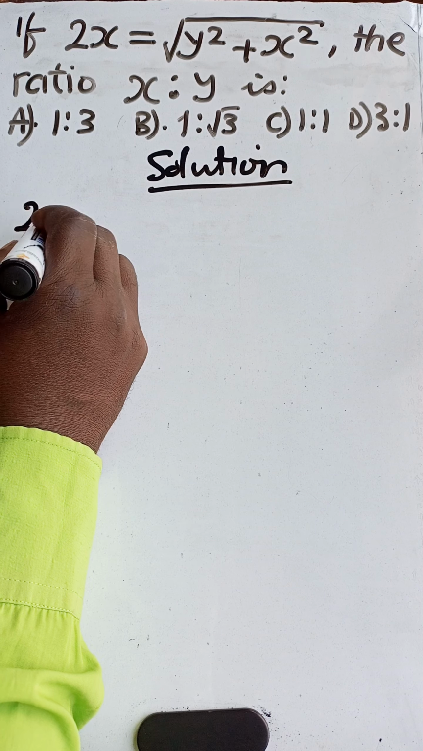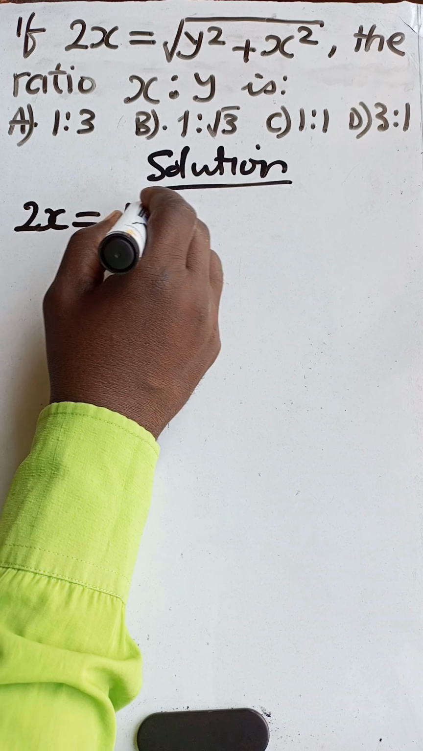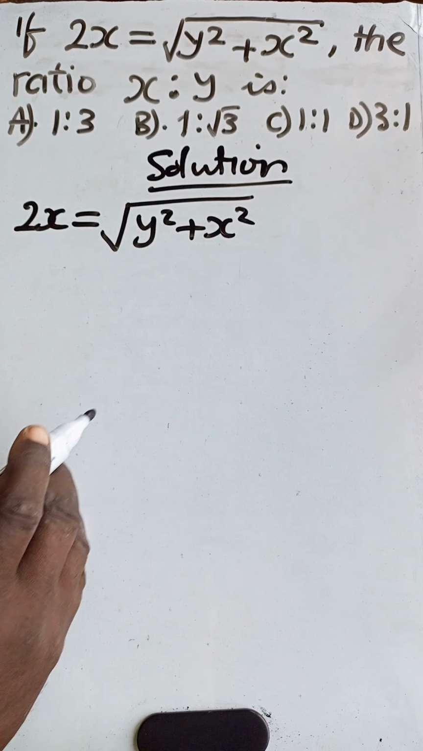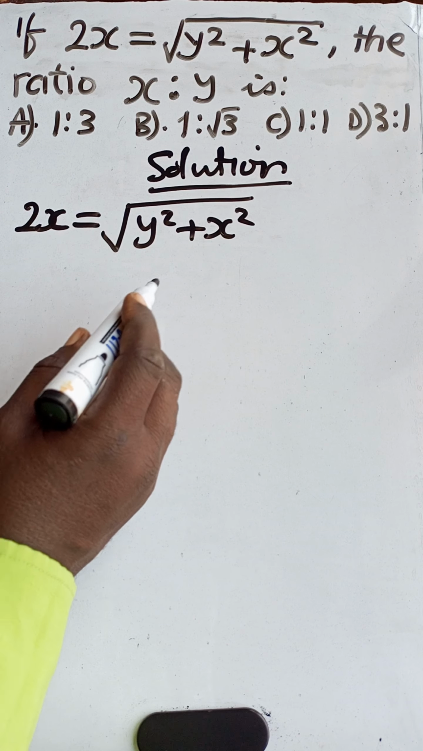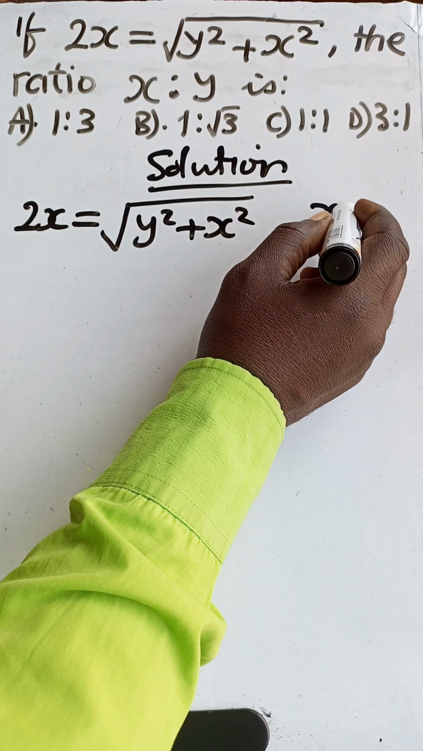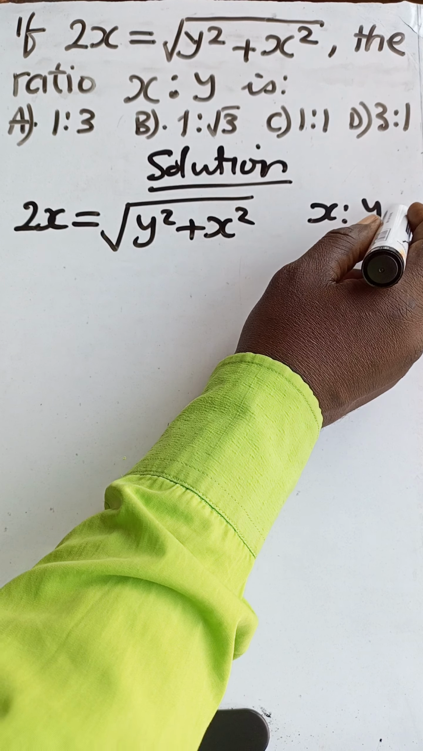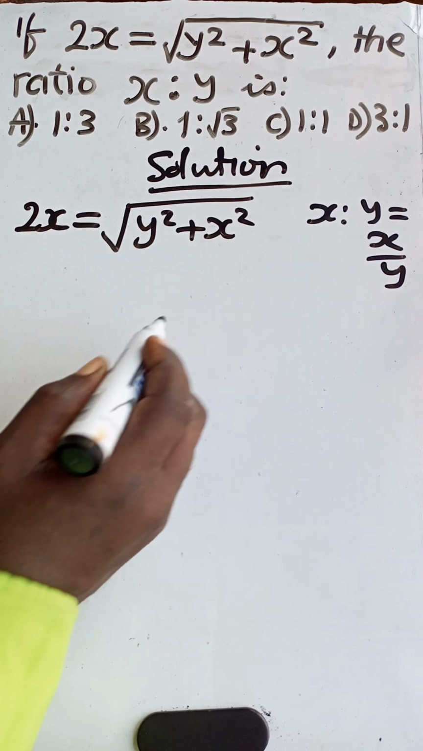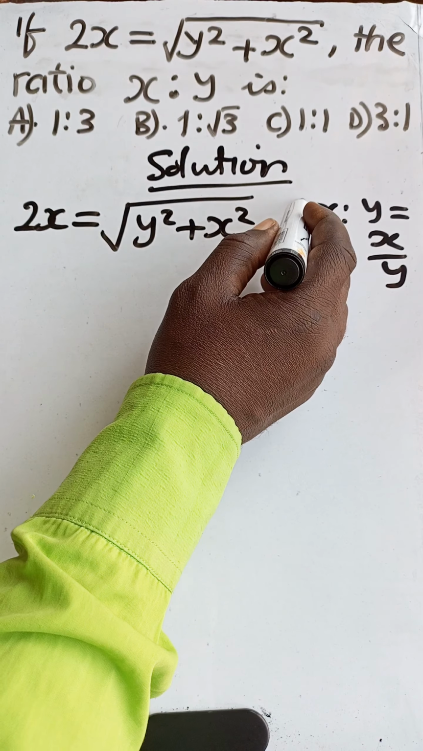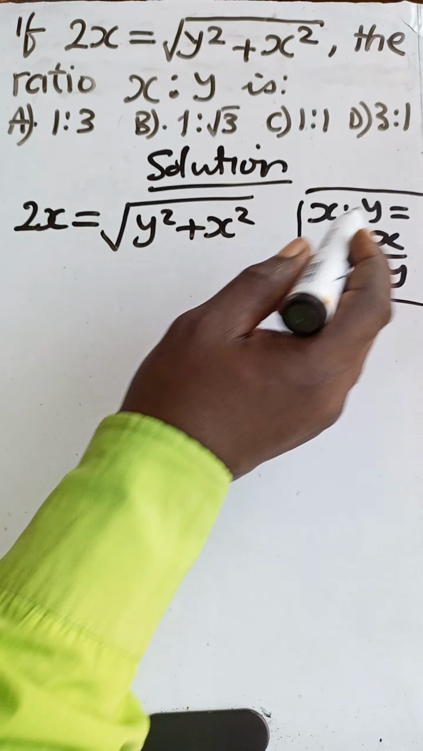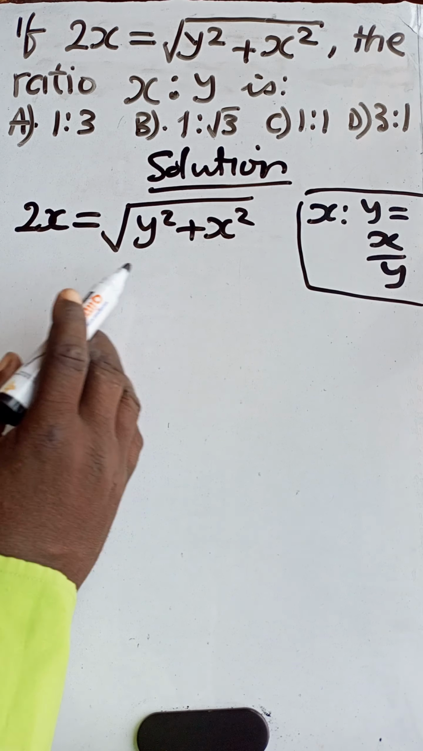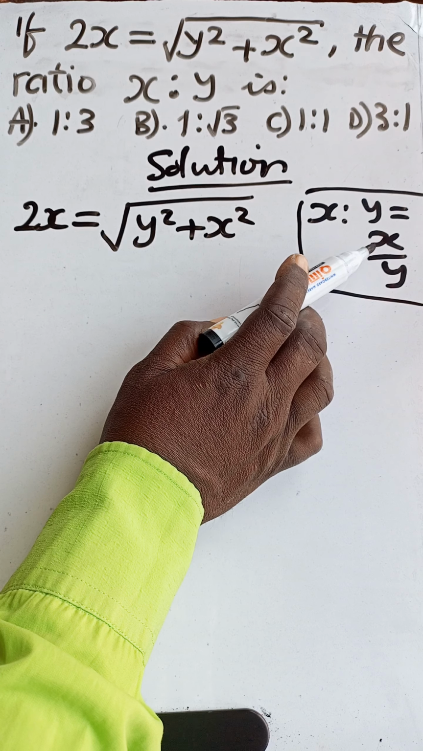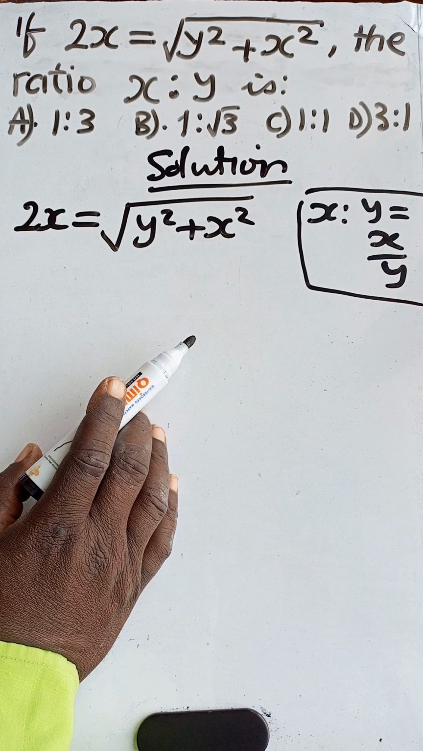We have 2x is equal to the root of y squared plus x squared, and we are looking for the ratio x is to y. We know that this is the same as x all over y. If we have this at the back of our minds, then we will seek to rearrange this expression so that we end up with expressions in x all over y.